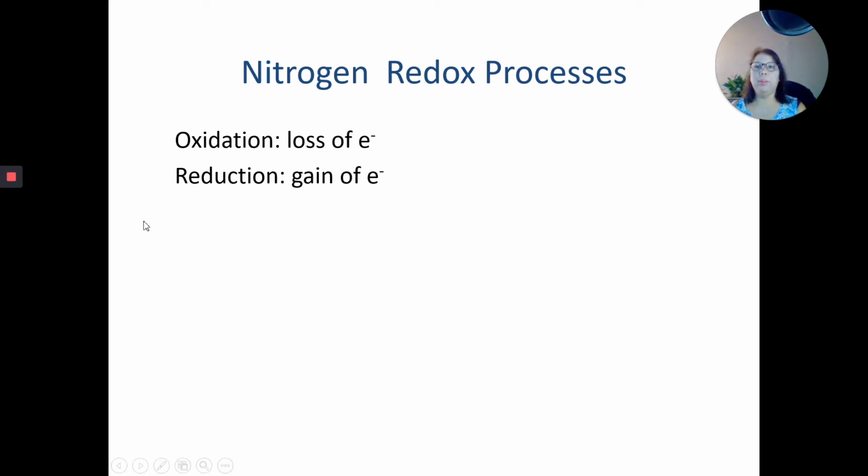Maybe you usually interchange the word reduction from the gain. Remember that electron is negative. So if you actually gain something that is negative, it is reduction. So as the equation shows you, you have here NH4 again with the oxidation state of -3 and NO3 with the oxidation state of +5.